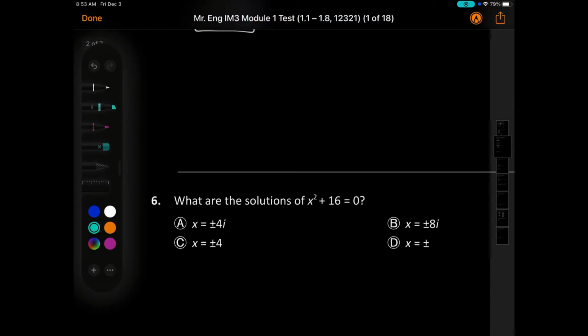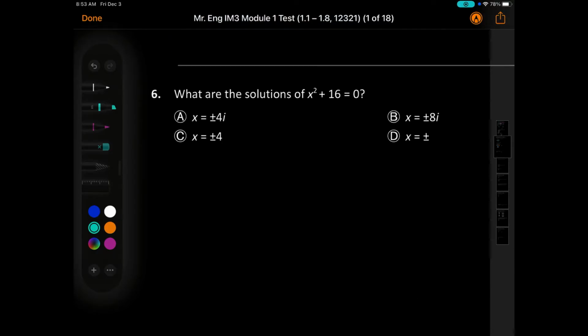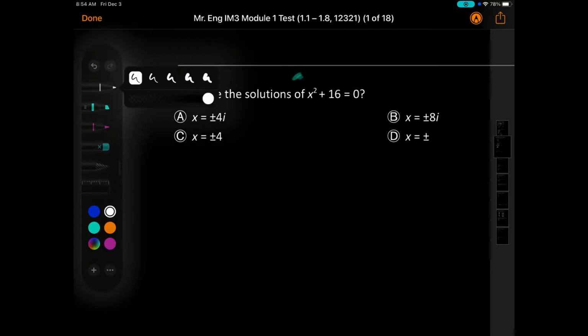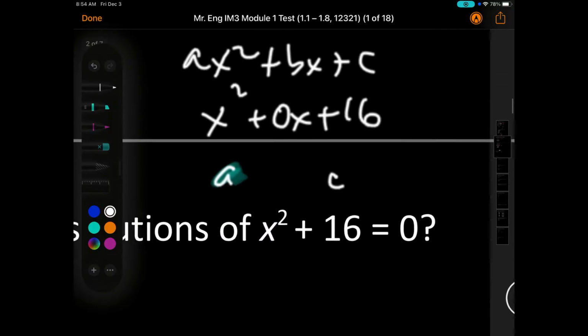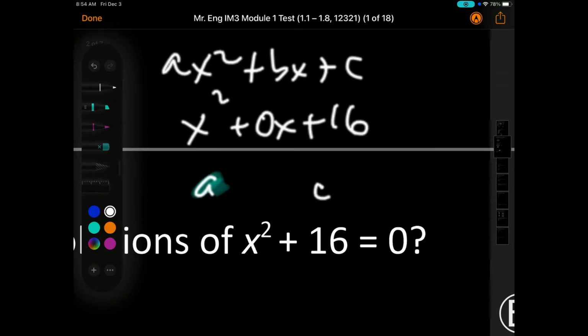Let's move on to question number 6. Question number 6, what are the solutions of x squared plus 16 equals 0? You'll notice that this is your A and your C value. How do I know that? x squared plus 0x plus 16, just like we did above. Standard form has to have all the letters A, B, and C. A is in front of x squared, B is in front of x, and C is the one without an x squared, nor does it have an x.